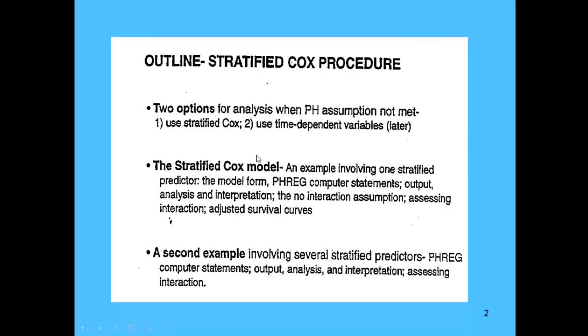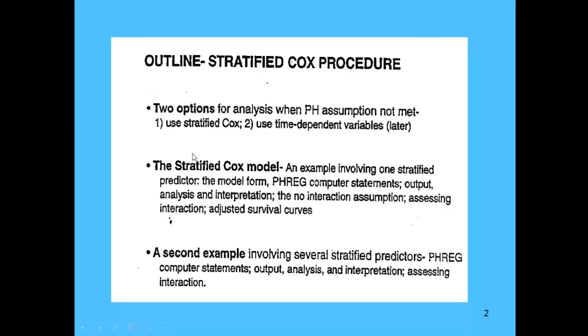So we're going to talk about the stratified Cox model now. We're going to talk about it with two examples, but because of time I'm probably going to spend almost the entire class on one example. The example is the remission time data, where there's only one variable we want to stratify on, which turned out to be the sex variable.